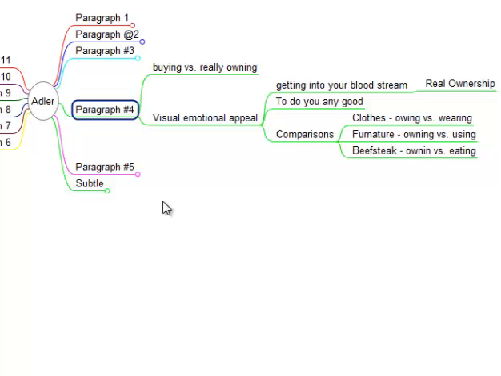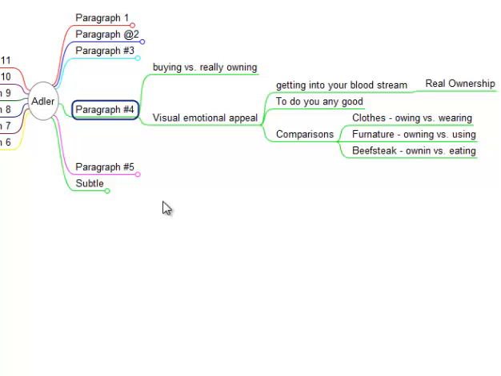Okay, he then, this is what he's going to build on the whole time. This construct of you have it, but you don't really own it. And so this is really laying the foundation for it. He's already had a value appeal. He's already established his credibility and got rid of that objection. Now he also has another emotional appeal. That is, the emotional appeal here is it gets into your bloodstream. This is when he's, of course, talking about the beefsteak, but the whole piece is this really gets into your bloodstream. Real ownership is stuff that is really in your bloodstream.